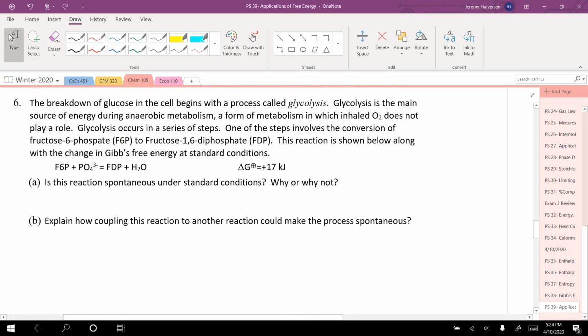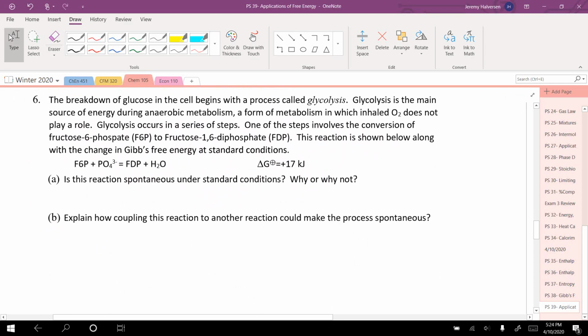Okay, number 6. The breakdown of glucose in the cells begins with a process called glycolysis. Glycolysis is the main source of energy during anaerobic metabolism, a form of metabolism in which inhaled O2 does not play a role. Glycolysis occurs in a series of steps. One of the steps involves the conversion of fructose 6-phosphate to fructose 1,6-diphosphate. The reaction is shown below, along with the change in Gibbs free energy at standard conditions.